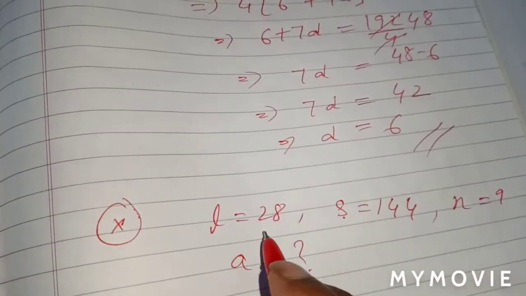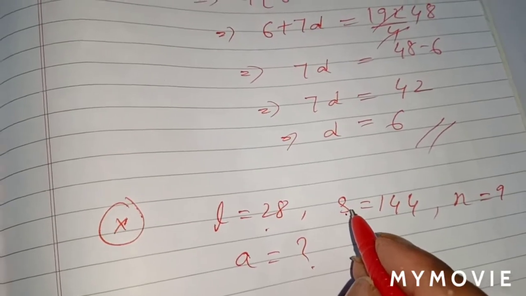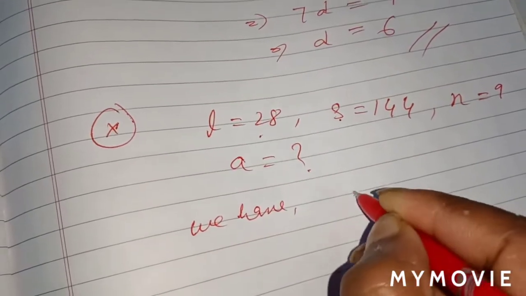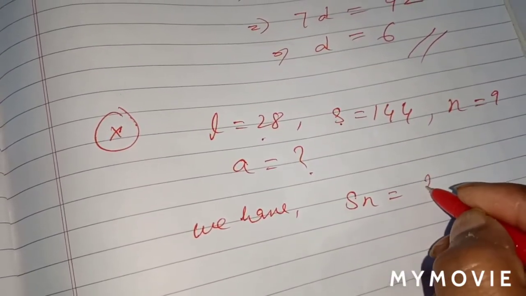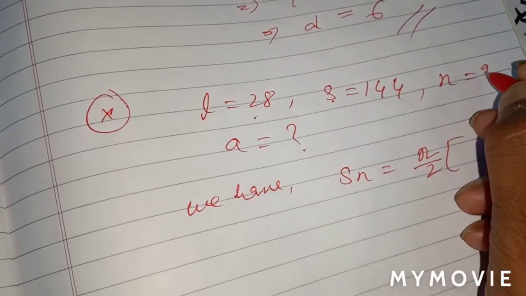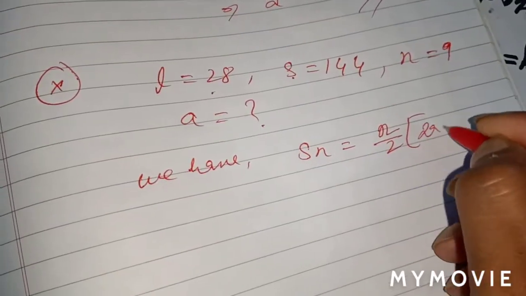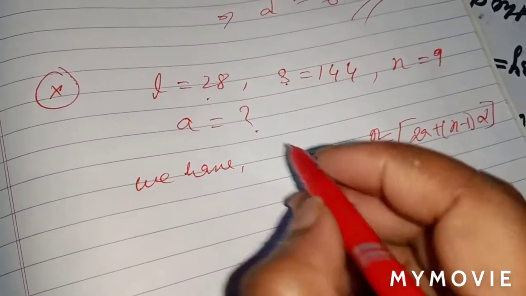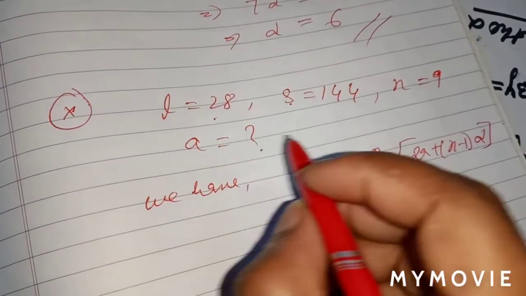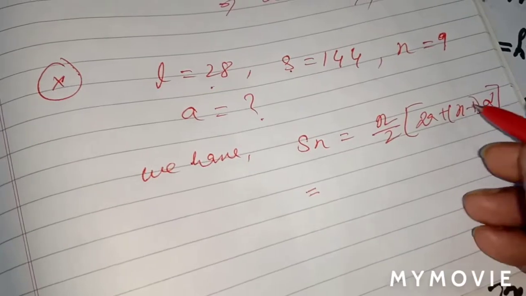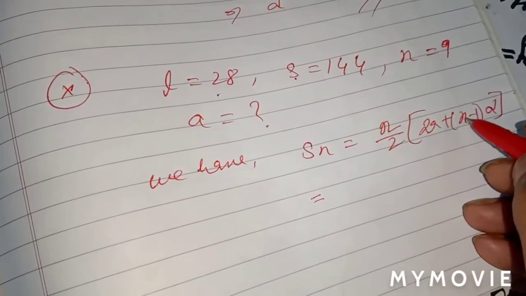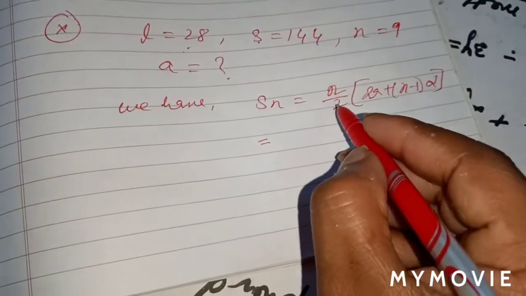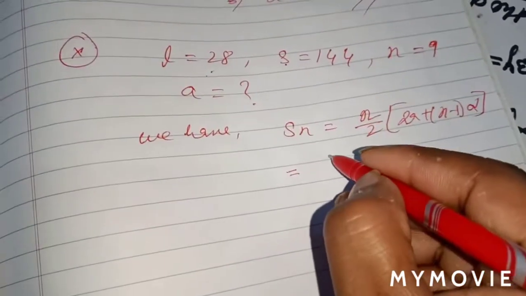See, here also they have given S and the last term. So you need to use the formula of sum of n terms. So we have Sn is equal to n by 2, this is 9, n by 2 twice A plus N minus 1 D. Actually here you can use the alternate formula. Alternate formula means one formula you have, A plus L, where L is the last term. Since the last term is given, there is no need to use this formula. But if you have written it already, no problem. We can continue from here.